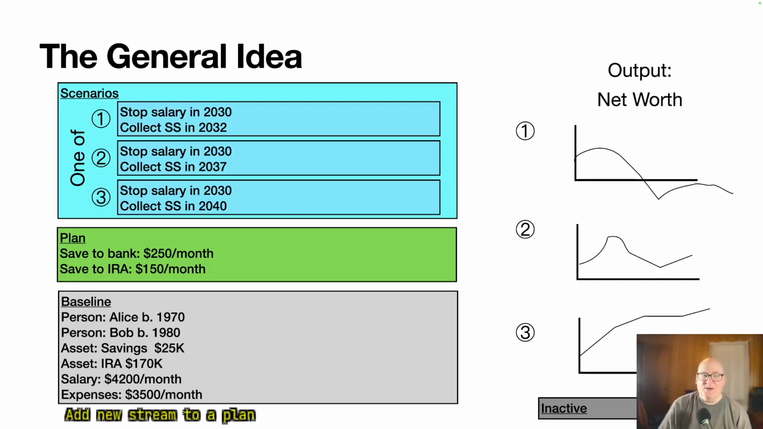Okay. So the idea is you're going to accumulate these expenses and assets, liabilities, expenses, income, all that as kind of pieces, and then modify it as you go. So you might say, I'm going to make a plan. I'm going to start saving to the bank and saving for an IRA every month. And then I want to be able to create alternatives. So here I've got 3 alternatives. So when do I start taking Social Security? And I'd like to graph those out, showing the trade-offs of each one.